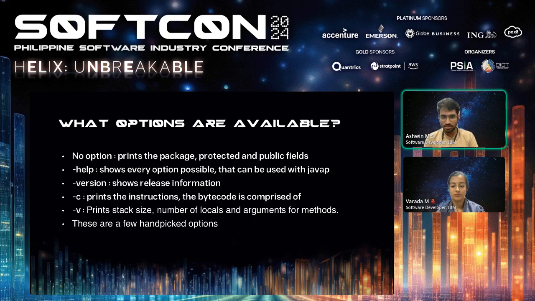Two very important options you can use are -c and -v. Let's see -c first. It prints the instructions that the bytecode is comprised of. So the bytecode that we have been talking about till now, you can see by using the -c option. If you use the -v option, it prints the stack size, the number of local variables and arguments for the method for which the bytecode is being shown. So that is the difference between -c and -v. With -v, you get the same output as -c along with some extra information. And these are a few handpicked options. You can use the help option to see what all options are available to you.